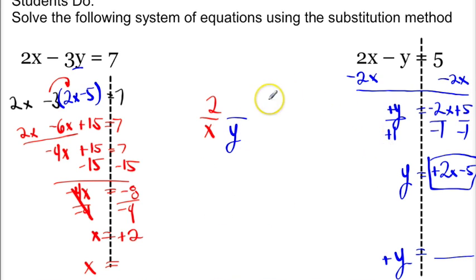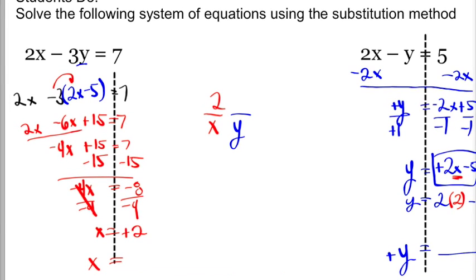Okay. Now, since I know that x equals 2, I see an x over here, and I have a y equals. So I'm just going to replace that with a 2, because that's what x equals. I'm going to solve my equation. y equals 2, here's my x, minus 5.